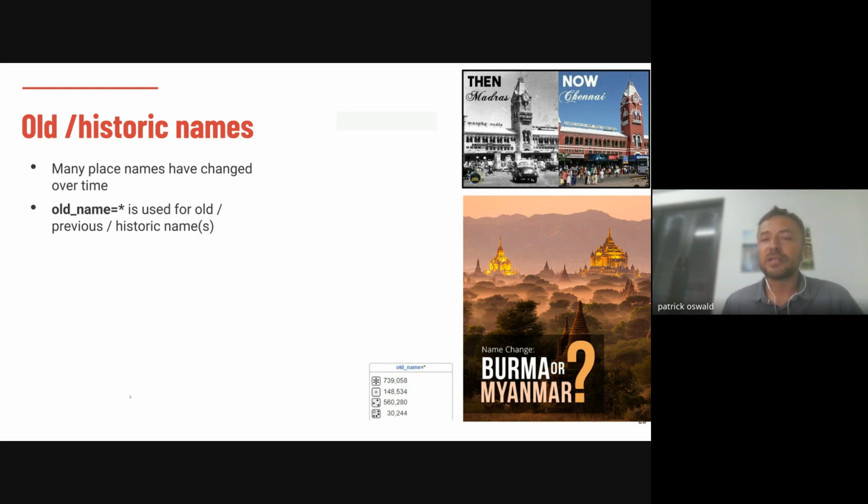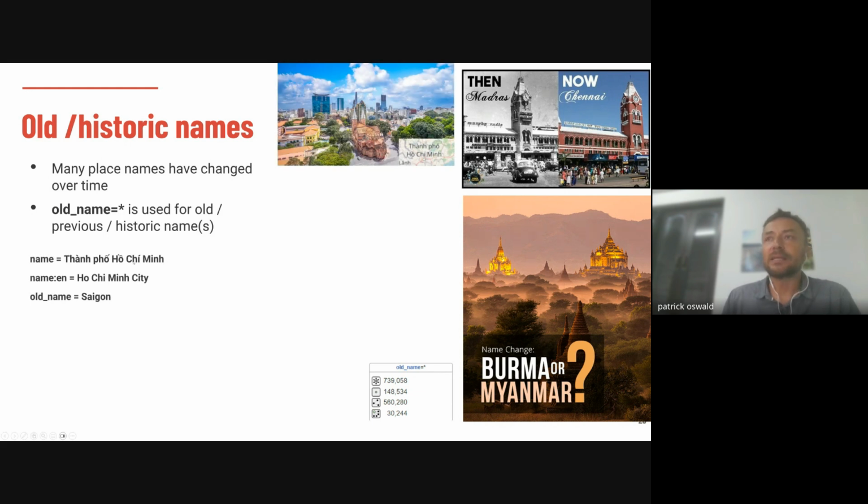Myanmar previously was only known as Burma. And I think in 1990 or something like this, it was officially changed to Myanmar. So the historical name, or the old name, was Burma, now it's Myanmar. And if you want to add those, you can use the tag old_name.